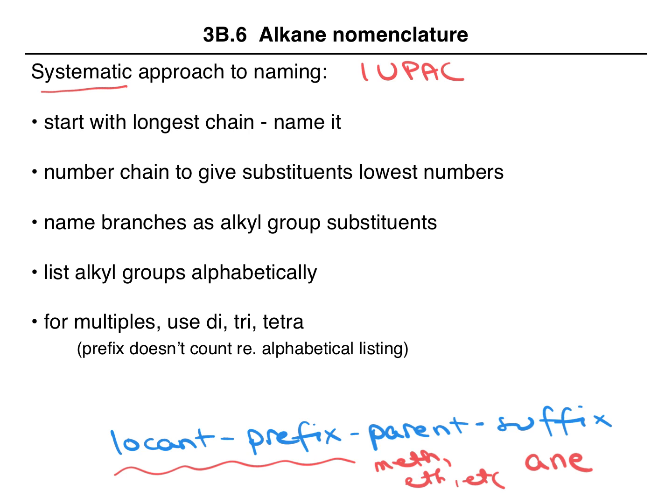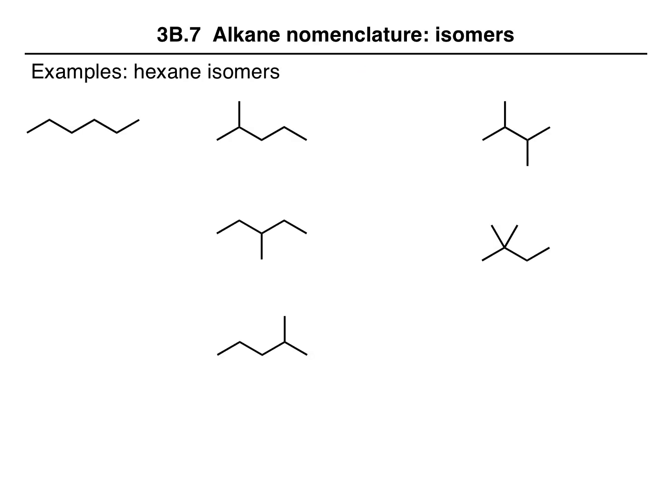So I'm sure this is all crystal clear and you're ready to just jump in. What I want you to do is keep this list accessible and let's move on to some examples so that we can apply these rules. So let's look, for example, at the hexane isomers that we drew a couple slides ago.